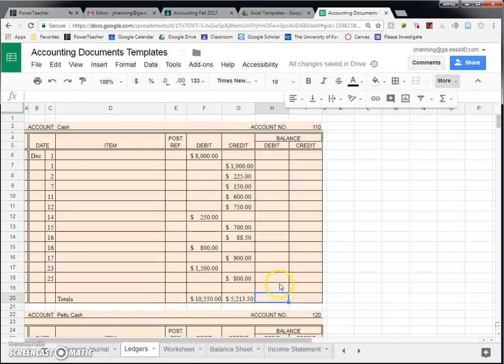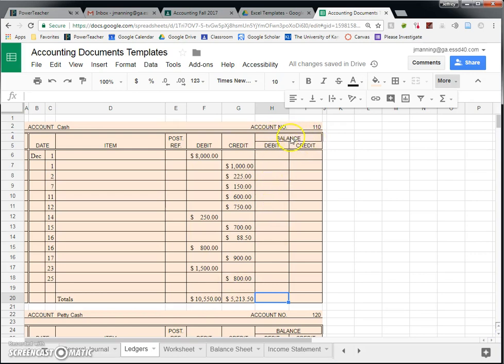Alright, now to find my balance, I need to first determine, is my balance going to be a debit or a credit balance? And the easiest way to do that is just simply look at your two totals, and whichever number is higher, that's the type of balance you have. So my debit is $10,550, my credit is $5,213.50. Obviously debit is higher, so I'm going to have a debit balance on my cash account.